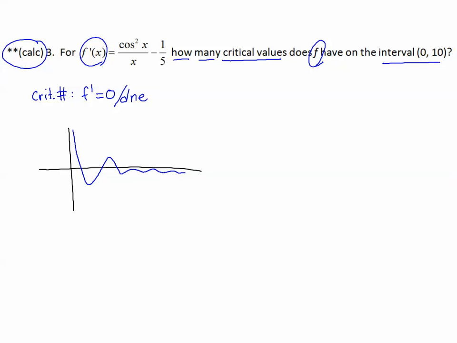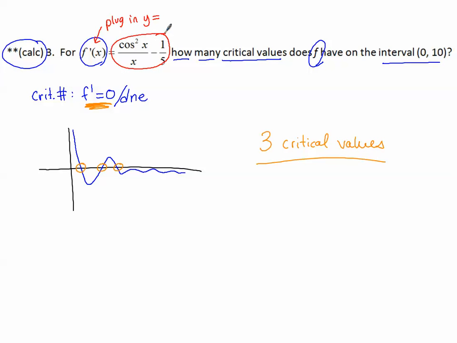So if I'm looking for the critical numbers, which is where the derivative equals 0, I see one spot here, a second spot here, a third spot here. So there are 3 critical numbers or critical values for the function f. We don't necessarily have to see f because we're examining the derivative. So how did we examine the derivative? We plugged this in y equals all of this derivative function.